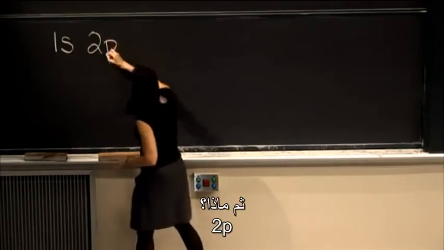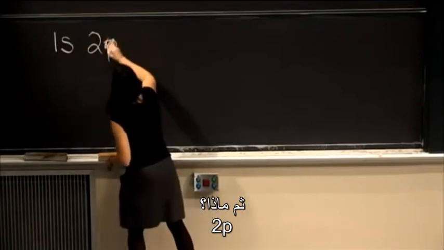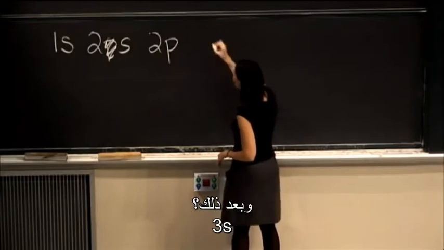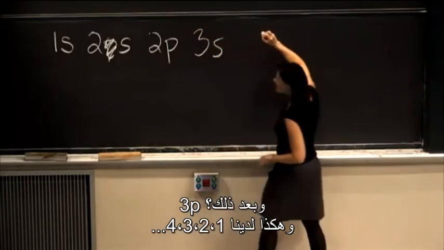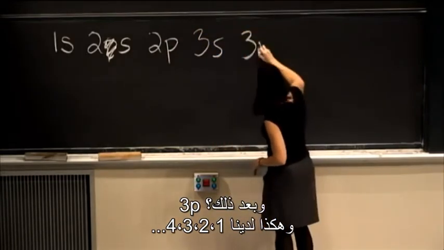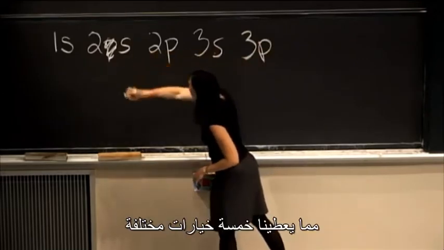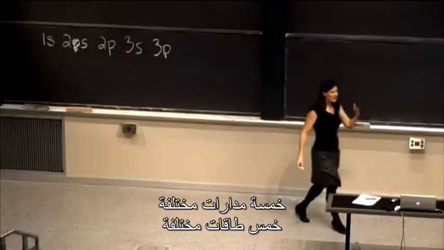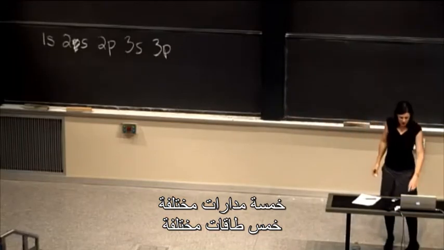All right, then what? Yep, 2p. After that, 3s. Next, 3p, and that's 1, 2, 3, 4. That gives us 5 different options, 5 different orbitals, 5 different energies right there.